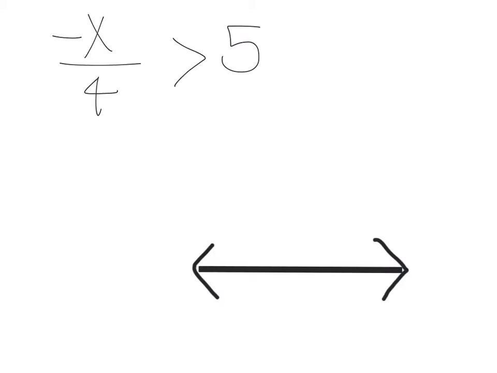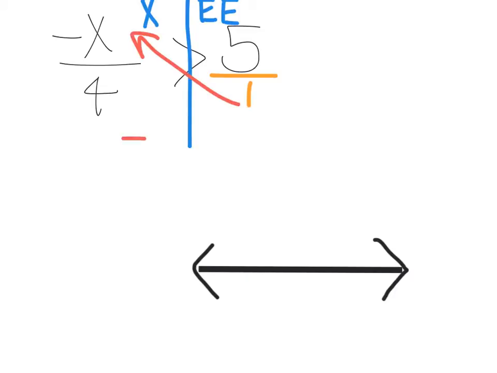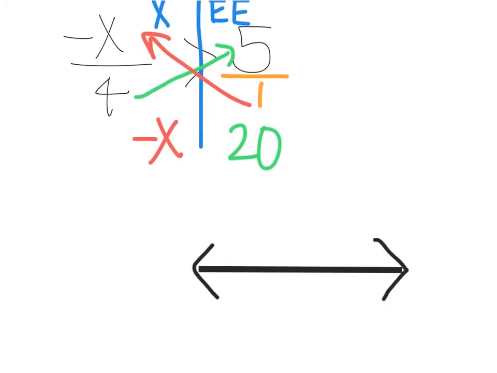So I have negative x over 4 is greater than 5. So I'm going to put 5 over 1 to kind of help me out. So I have two fractions now. And again, I'm trying to get x's by themselves and everything else on the other side. So we're going to go ahead and cross multiply. So we're going to do 1 times negative x, which is negative x. And we're going to do negative 4 times 5, which is negative 20. We're going to keep our sign the same, so it's still going to be that greater than sign in there.